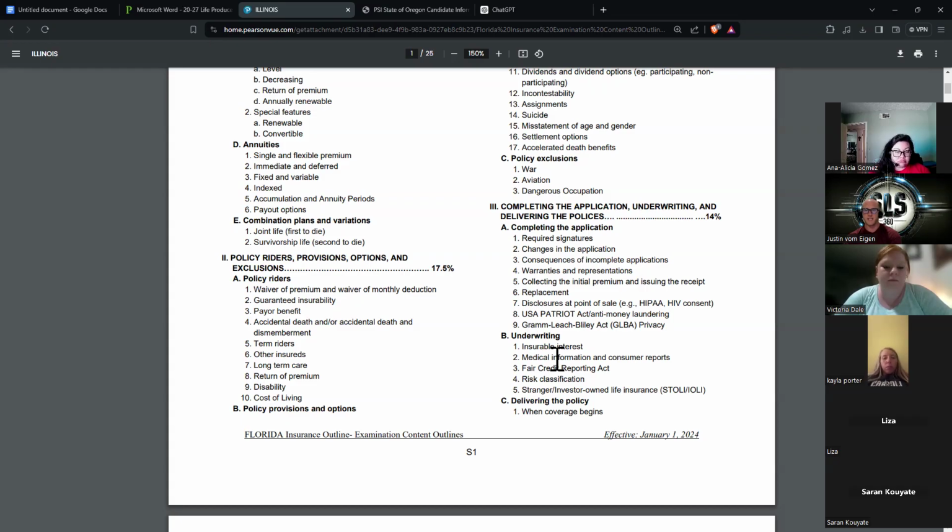And then stranger or investor owned life insurance, STOLI or IOLI. We can look at STOLI or IOLI policies as policies that really don't have insurable interest. A lot of states don't allow STOLI or IOLI anymore. It's kind of like someone's investing off someone else, or making money off someone else's life. It's when someone gets a life insurance policy without any insurable interest. It'd be like if I got a policy on Elon Musk, and I have no insurable interest.